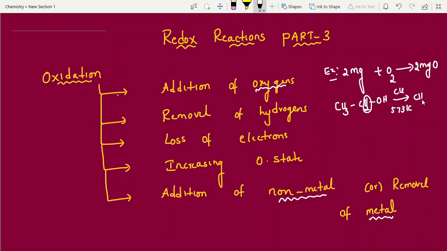What is the answer here? CH3CHO, this is aldehyde. This is alcohol, this is aldehyde. Here we removed hydrogen. This is also oxidation, right? Next, loss of electrons. I will show one best example. And increasing oxidation state, and addition of non-metal.